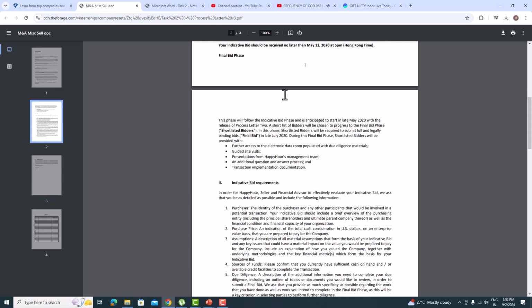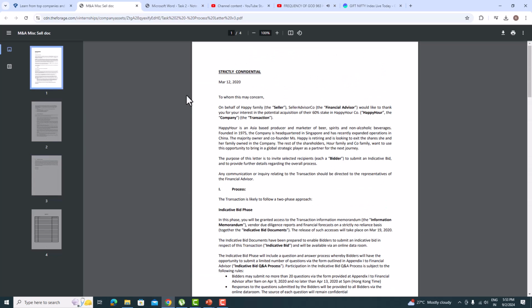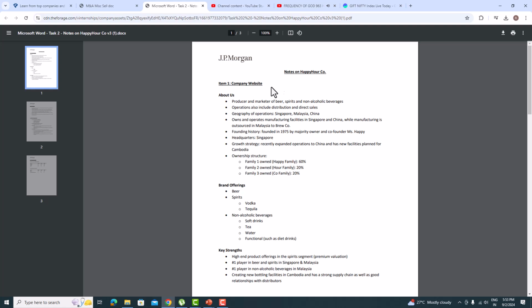Please read all the information in the PDFs carefully, as it will enable you to fill out the boxes provided in the PPT.